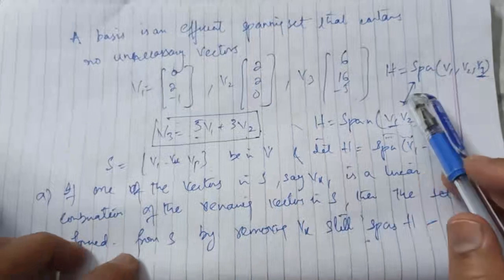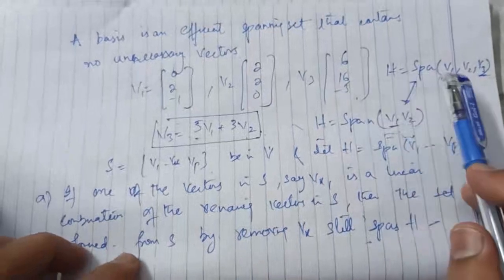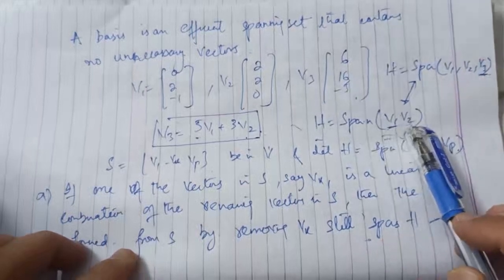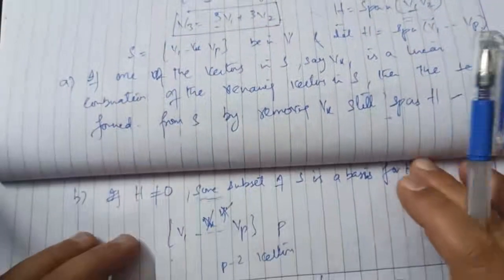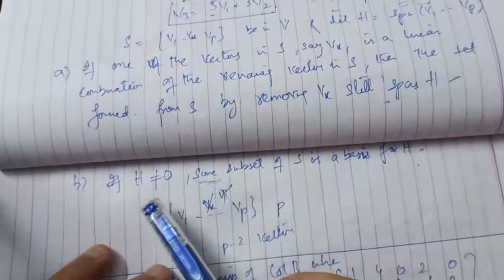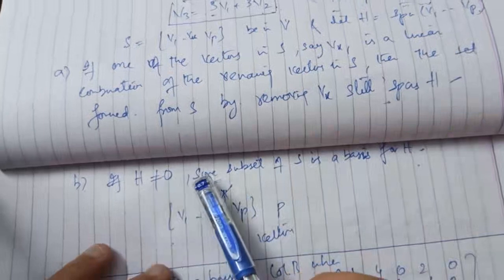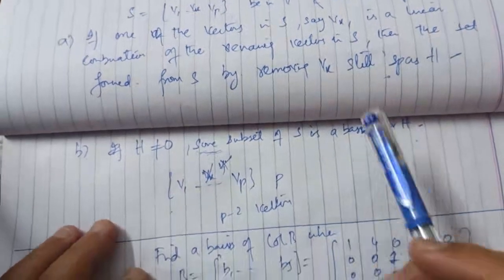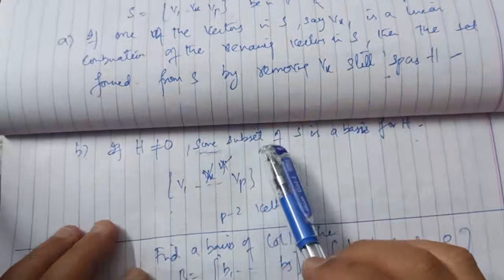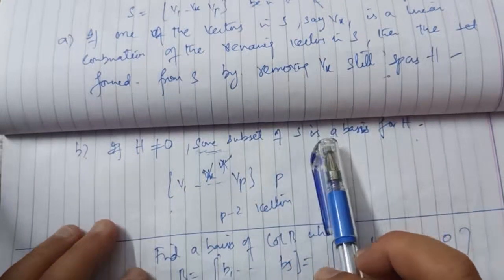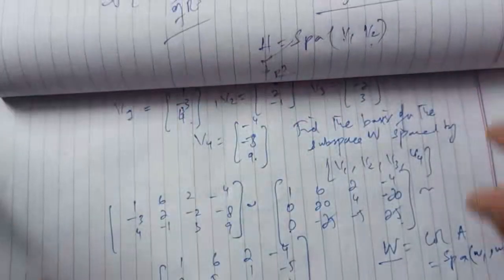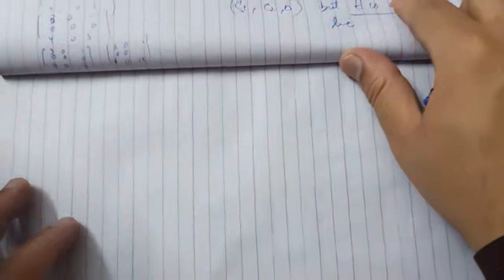That's one of the examples that we just did: since there were three vectors and one of the vectors was linearly dependent, we removed that v3, and the v1, v2 vectors still span the subspace H. And the second part is, if H is not equal to 0, some set S is a basis for H. It means if H is not purely a null space, there might be some set of at least one vector that forms the basis for H. Now we did some examples on this very concept, and that is given in the slide as well.